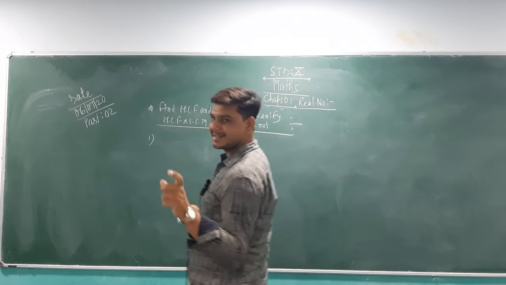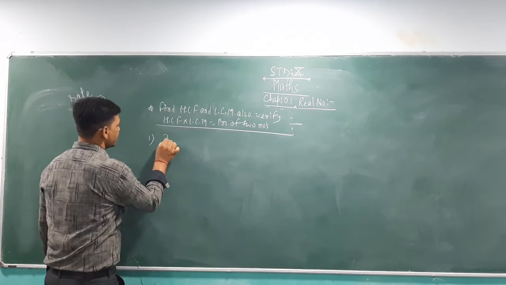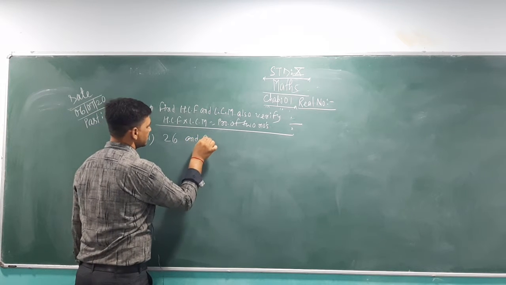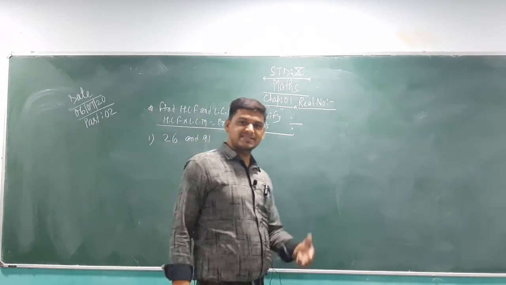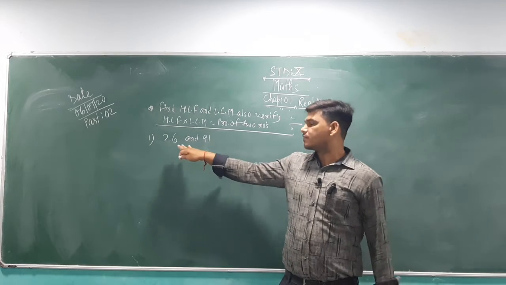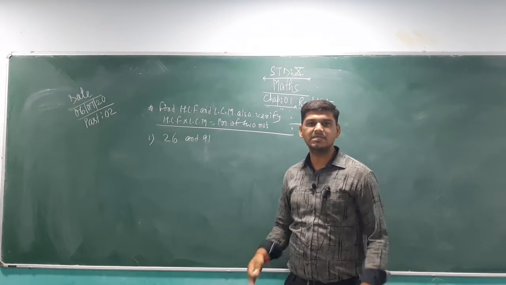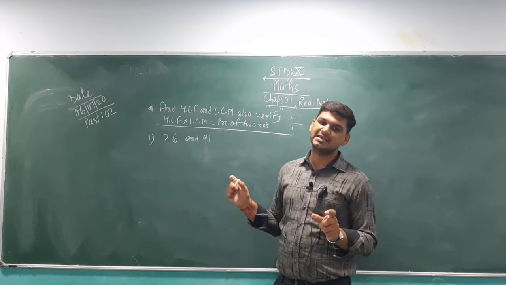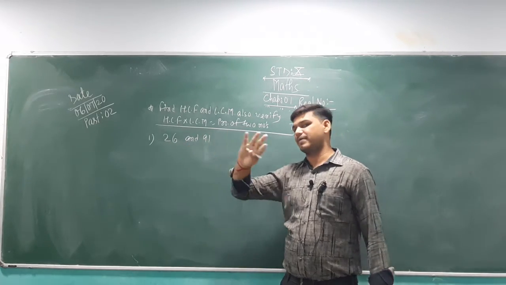For that, I'll take two numbers, 26 and 91. First I have to find the HCF and LCM of these numbers, and also we have to verify that the product of HCF into LCM is equal to the product of these two numbers. That we have to verify.